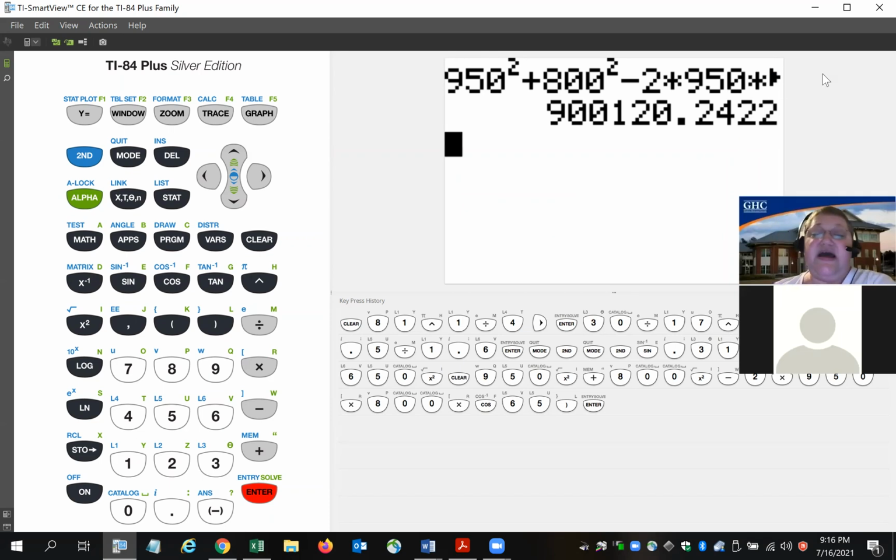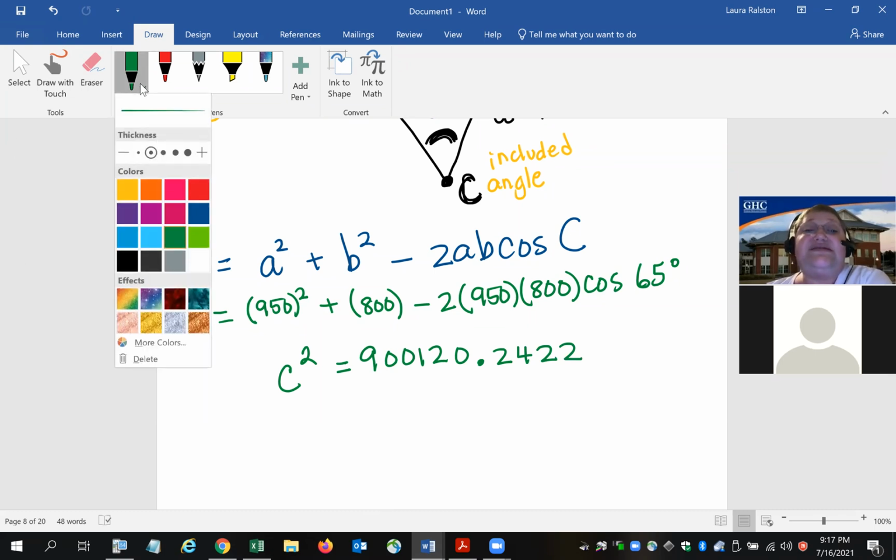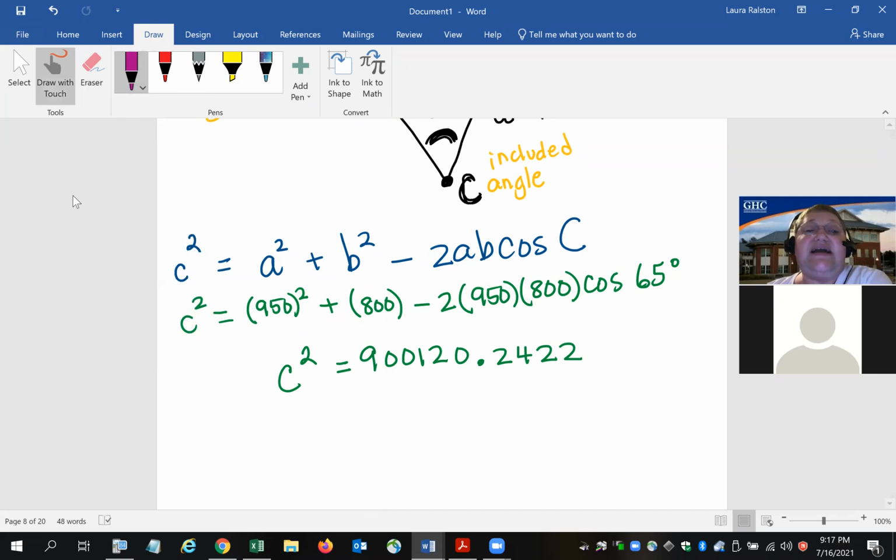But now, guys, realize, let me write that down for you. So C squared equals 900,120.2422. But again, that's C squared. We don't want C squared. We'd like to have plain old C. So we know to get rid of the square, we can take the square root.